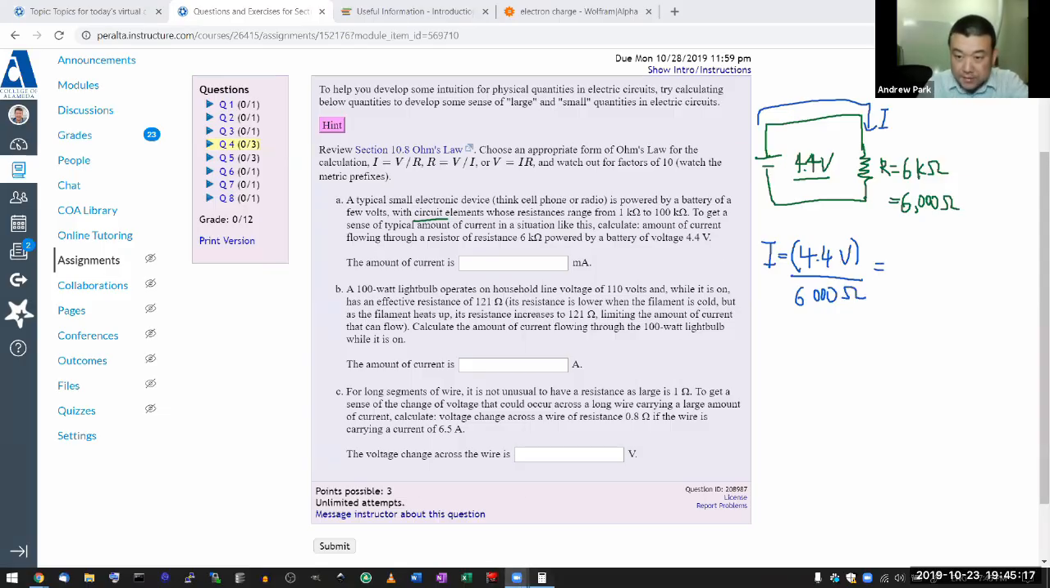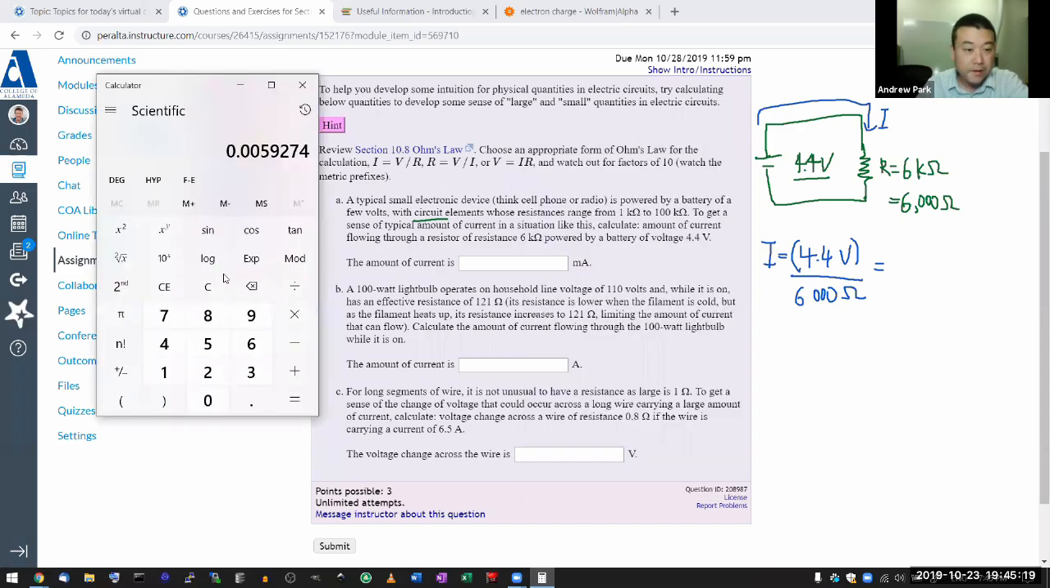I don't need any scientific notation for that unless I really want to use it. 4.4 divided by 6,000. So now this is what I get, 7.3333, and I don't want you to stop there. I want you to see this times 10 to the power of minus 4. So this is the correct answer if my answer is supposed to be in the unit of ampere. But I am dealing in the unit of milliampere.